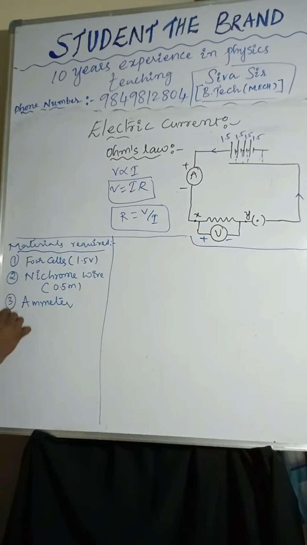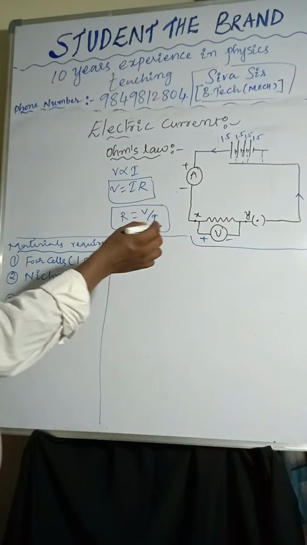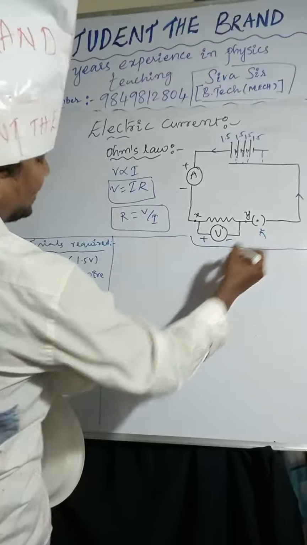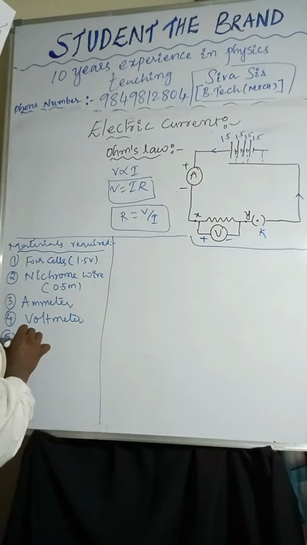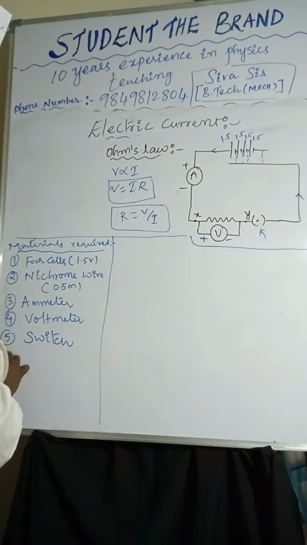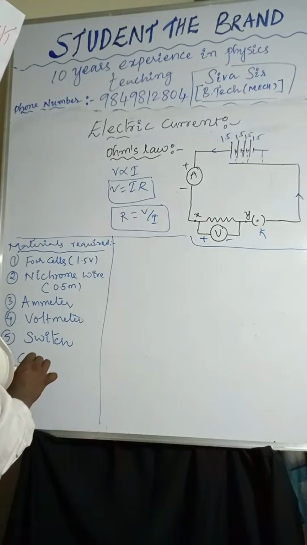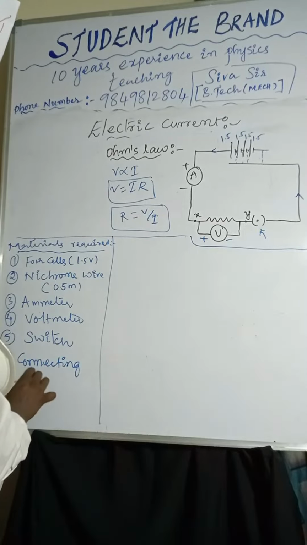And the fourth one is the voltmeter. And the fifth one is the switch, which I am considering as K. Okay, next, the sixth one is connecting wires.